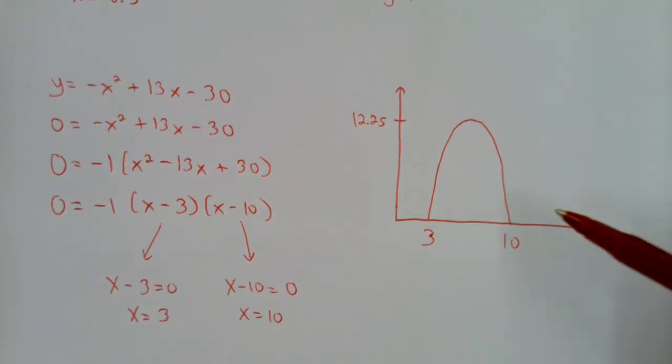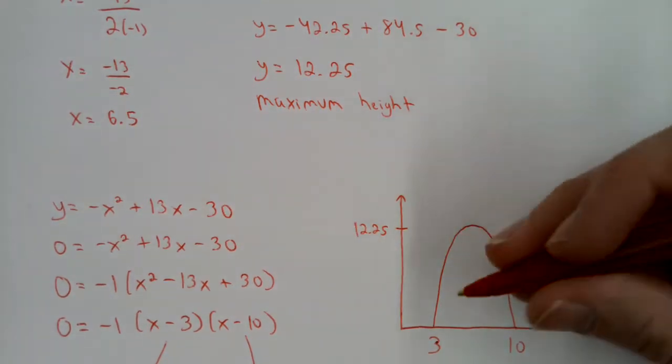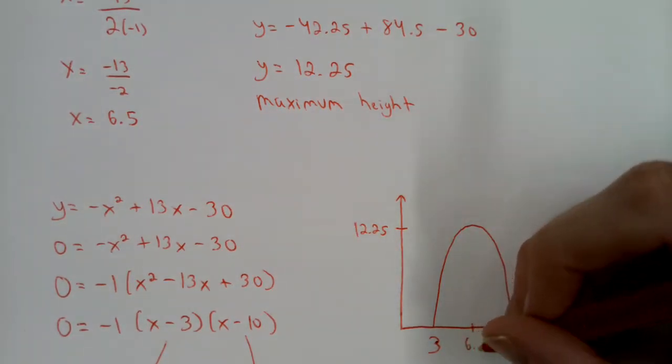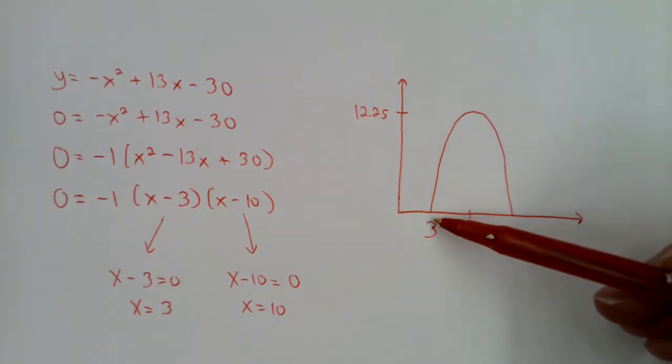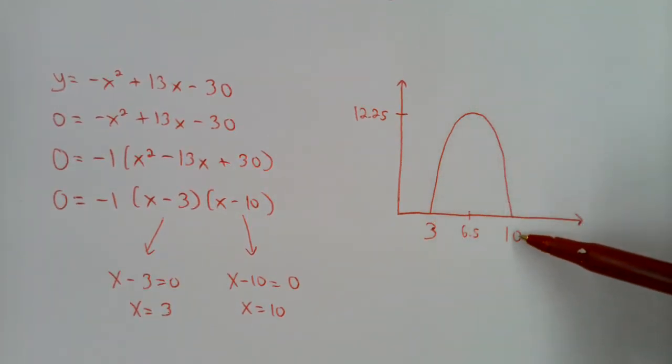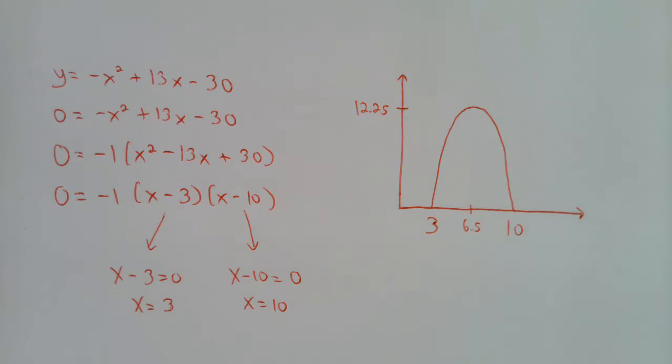So in a sense, the bird is flying from 3 to 10. So how far is it flying? It's flying 7 yards. And by the way, the axis of symmetry is 6.5. It's halfway in between those 2 points. But anyway, the bird is starting at 3. It's flying. It's landing at 10. So it flew 7 yards because 10 minus 3 is 7.